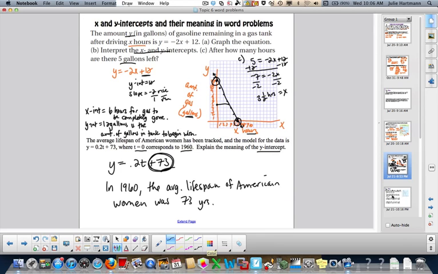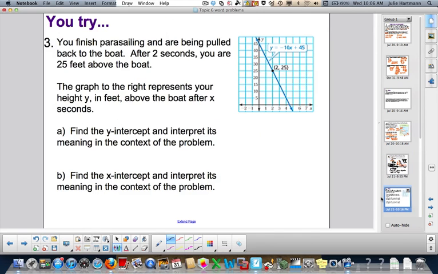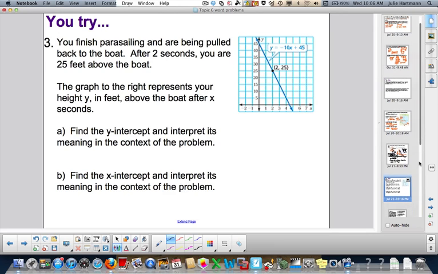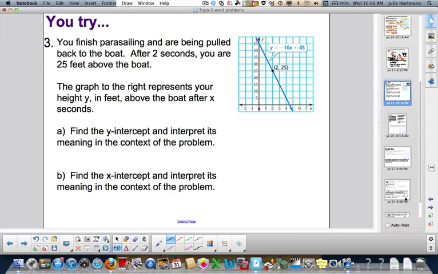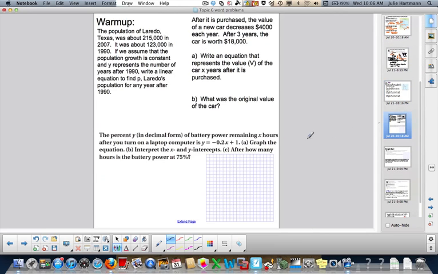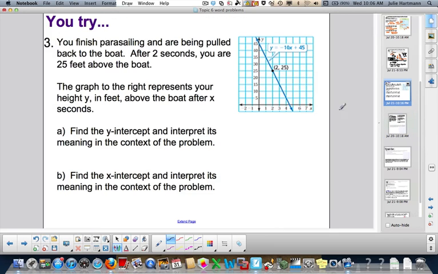Okay, so we have some for you to try. One example here, looking at the equation, finding the x and the y-intercepts, and interpreting their meaning. That page is for you. And that's a warm-up for tomorrow. So there's your last problem to try. Go ahead and try that, and we'll go over it in class tomorrow.